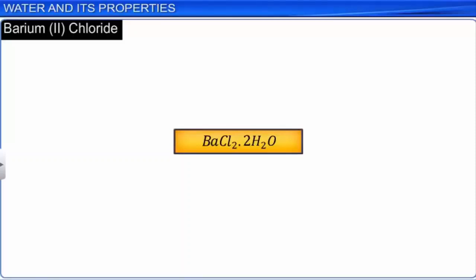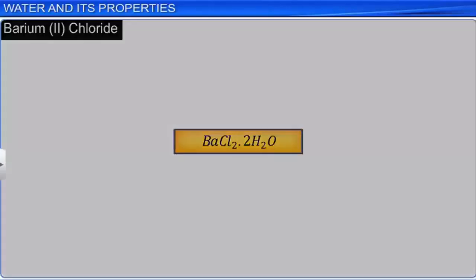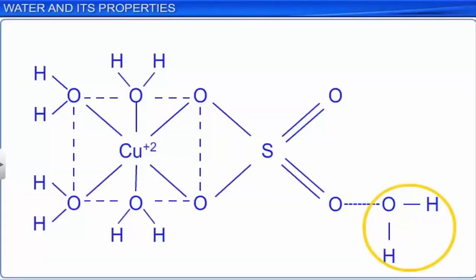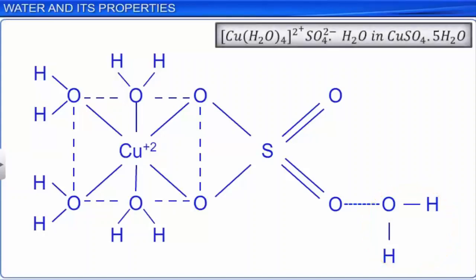In the third type of hydrates, water molecules are hydrogen bonded to certain oxygen-containing anions. For example, in CuSO4·5H2O, one water molecule is hydrogen bonded to the sulfate ion, and the other four molecules are coordinated to give [Cu(H2O)4]2+ SO4 2-·H2O.